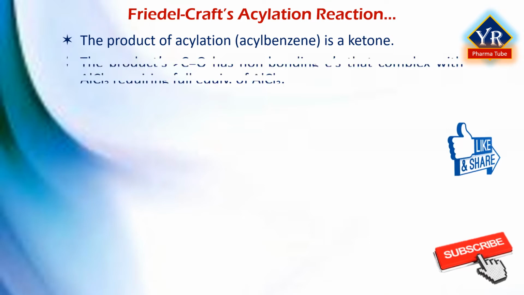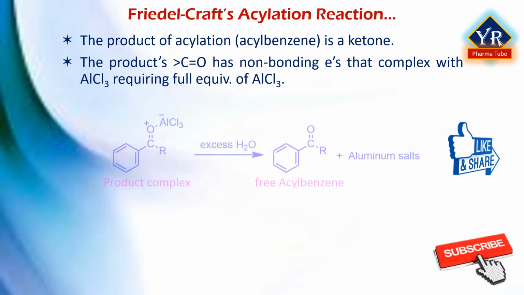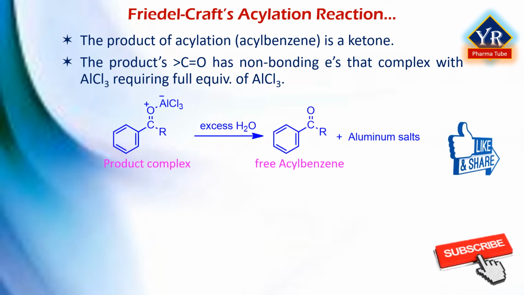The ketone's carbonyl group has non-bonding electrons that complex with the Lewis acid, that is aluminum chloride, requiring a full equivalent of aluminum chloride in the acylation. The initial product is the aluminum chloride complex of the acyl benzene. Addition of water hydrolyzes this complex, giving free acyl benzene.